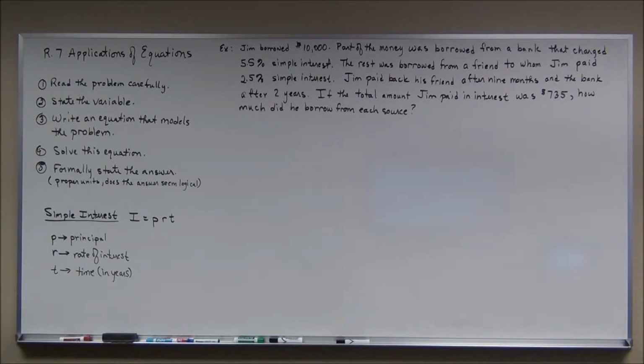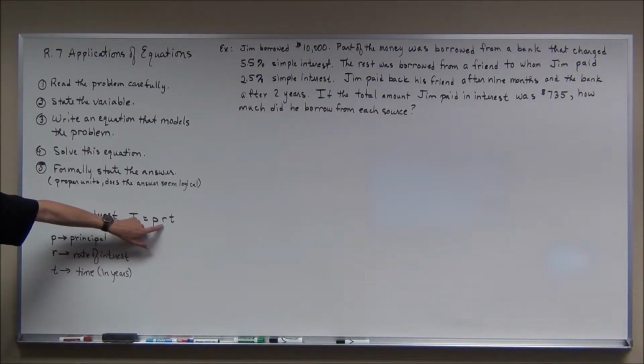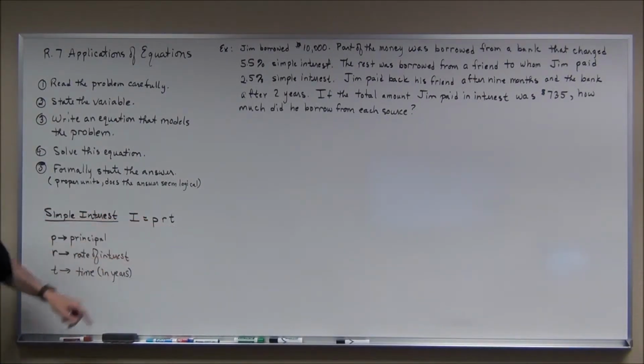But simple interest problems: interest equals principal times rate times time. Principal is the money you borrow or the money you invest. The rate of interest we write as a decimal, typically it's given to us as a percent, and the time is given to us sometimes in months, sometimes in years, but it has to be in years. So if they give the time in months, we have to convert that into years.